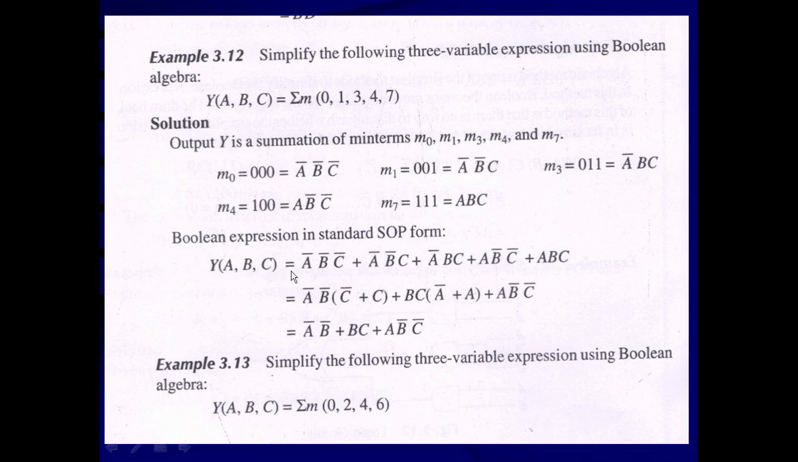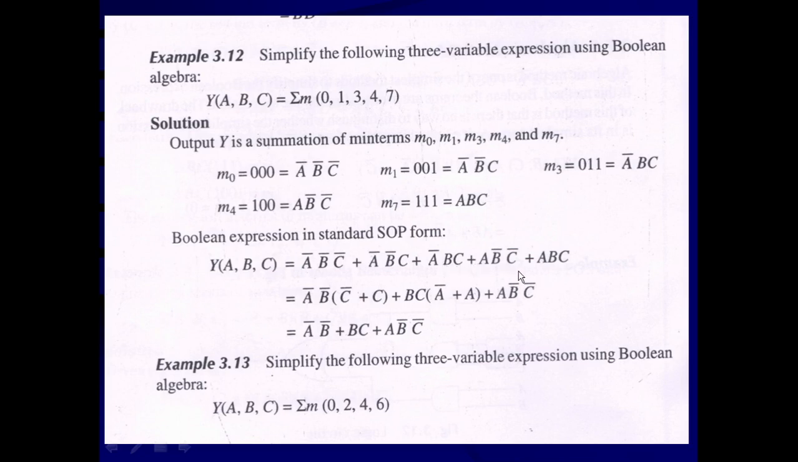So Y is a function of A, B, C, equal to A bar B bar C bar, that is the first min term. Then the second one, A bar B bar C. The third one is this, A bar B C, or A B bar C bar, or ABC. Now from the first two, A bar B bar is common. So A bar B bar is taken outside, and C bar or C is put inside the bracket.